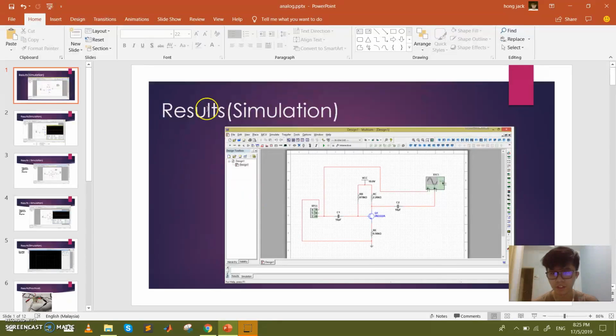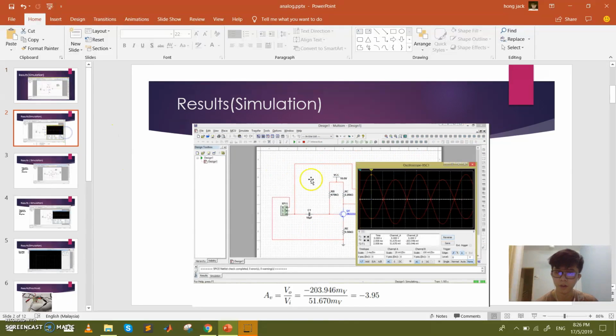So this is the simulation results from our assignment. Our assignment is BJT, unbypassed bias, common emitter. And we are using Multisim to simulate the result. So this is the circuit we drew. And now I'll show you the oscilloscope waveform, the output and the input.